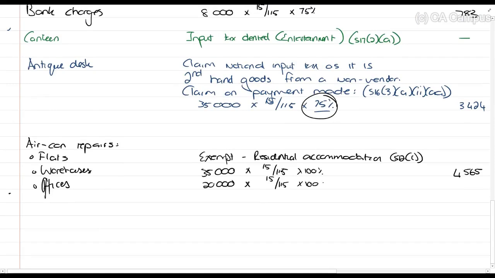So again, you have to ask yourself the question, what business am I using it for? Am I using it for 100% exempt business like the flats? Then it's 100% exempt. Am I using it 100% for the taxable businesses, which is the warehouse and offices, because then it's claimed 100%? Or am I using it for both? The antique desk is an example. It's being used for both the exempt and the residential business. So then I can only claim my percentage.